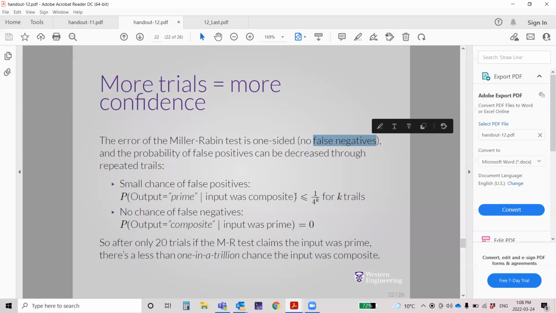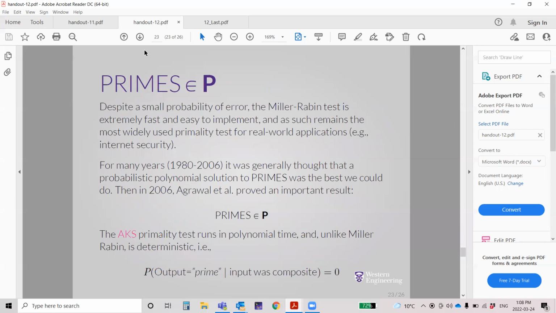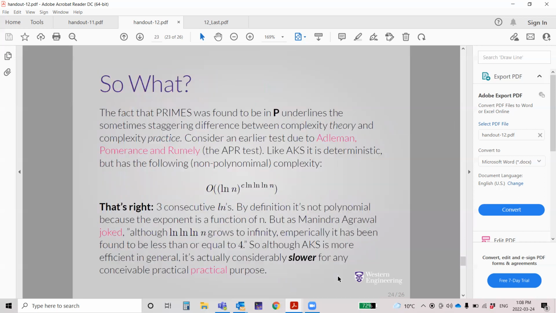So PRIMES belongs to P. What does that mean? The fact that PRIMES was found to be in P underlines the sometimes staggering difference between complexity theory and complexity practice.